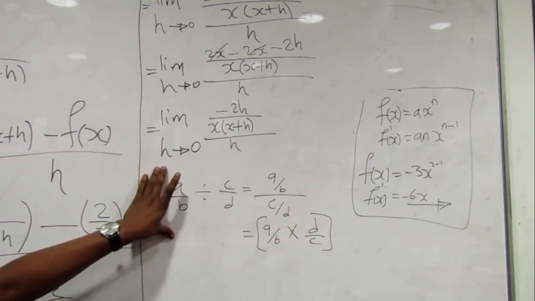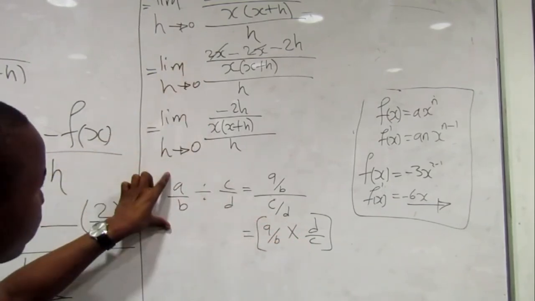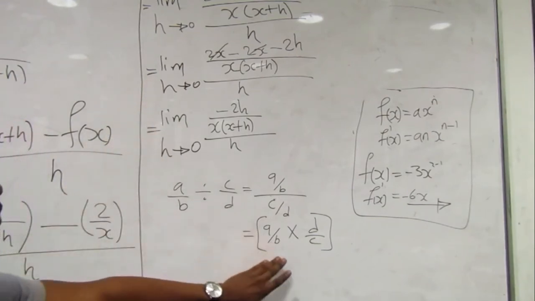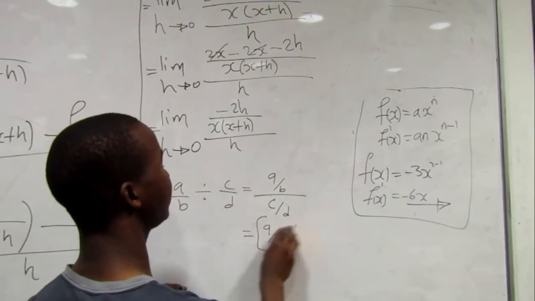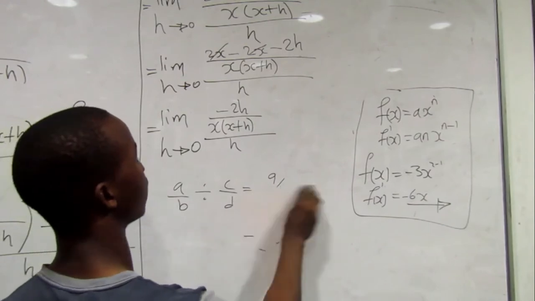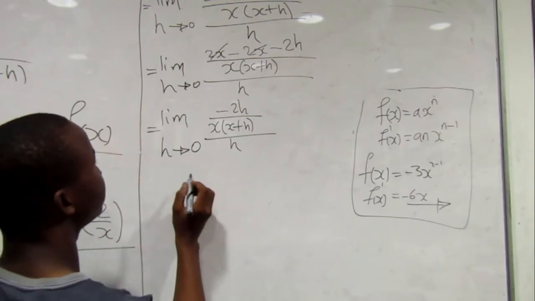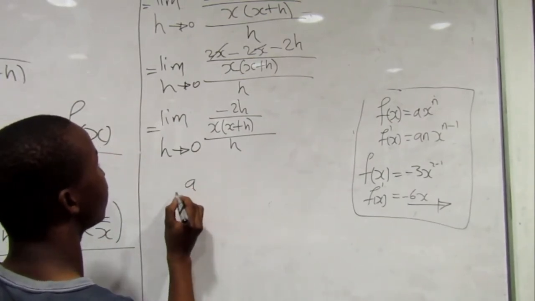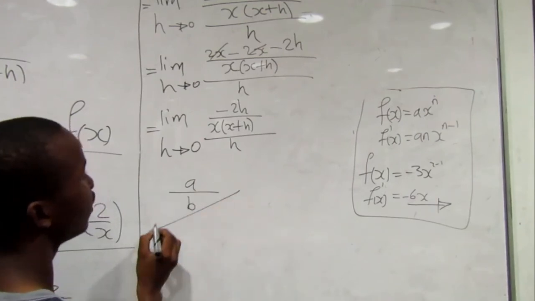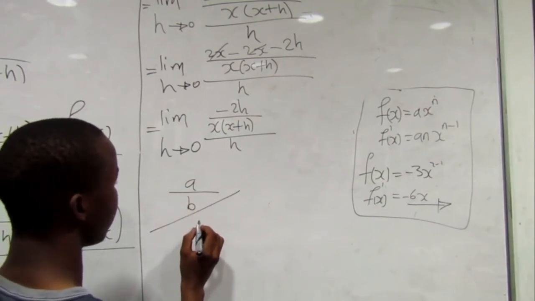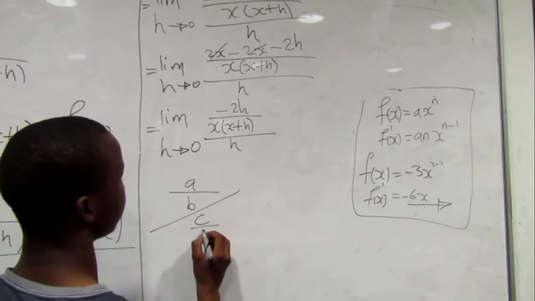So here we're going to apply the very same rule. You are going to apply the very same rule here using this method. But here, considering this equation, we have negative 2x. Our negative 2x is a. Our x into x plus h is b. The whole divided by h, which is our c, and our d is 1.